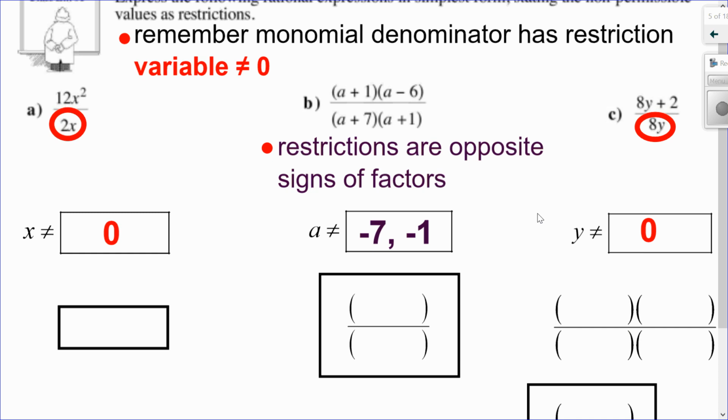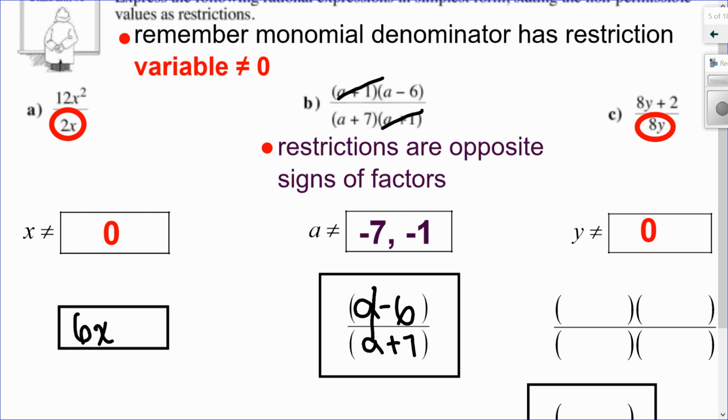So in the first one, I have monomial over monomial. So I just divide 12 by 2 to get 6, and x squared divided by x to be x. 2 on top, 2 take away 1 is 1 left over. Okay, in the next example for B, it's already been factored for me, so I look for common factors like the a plus 1. So this simplifies to be a minus 6 over a plus 7.